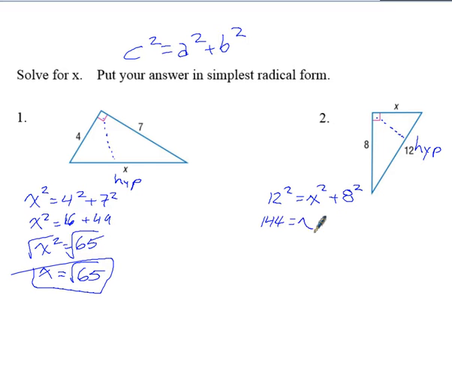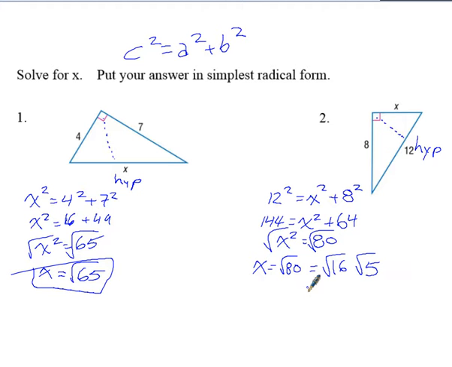12 squared is 144. 8 squared, 64. When I subtract 64 from both sides, that gives me that x squared is equal to 80. Remember, we square root both sides. So x equals the square root of 80. But 80 can be simplified into the square root of 16 times the square root of 5. And the square root of 16 is 4. So square root of 80 in simplest radical form is 4 square root of 5.